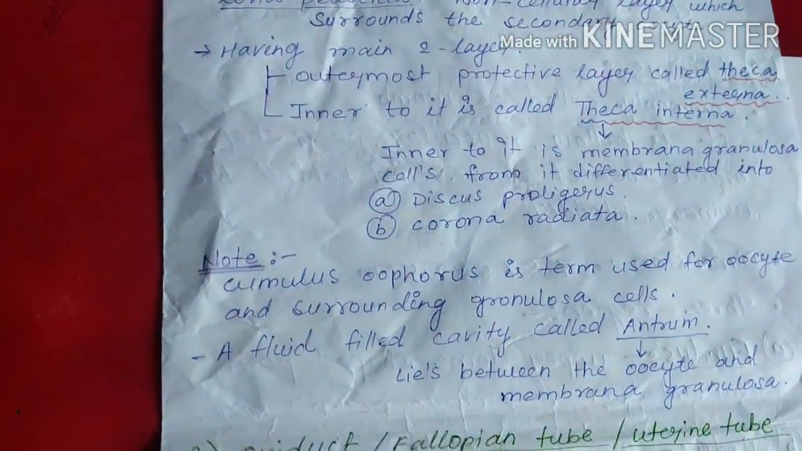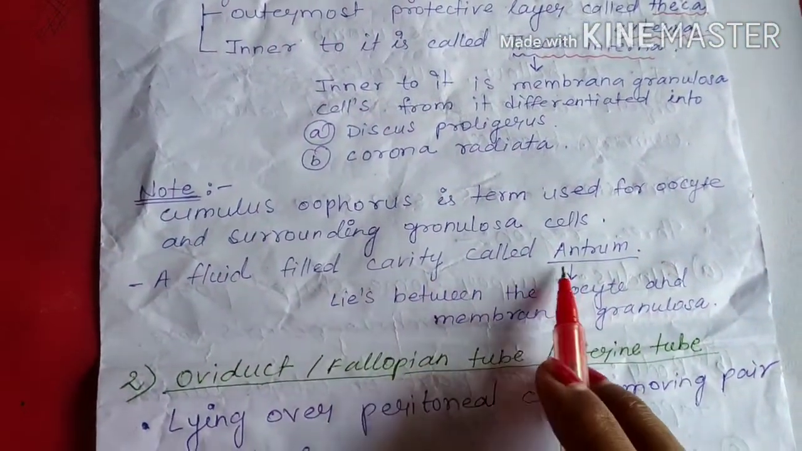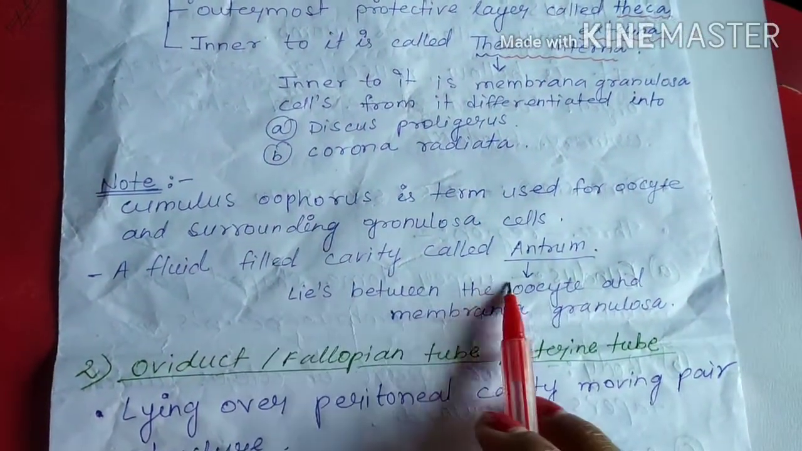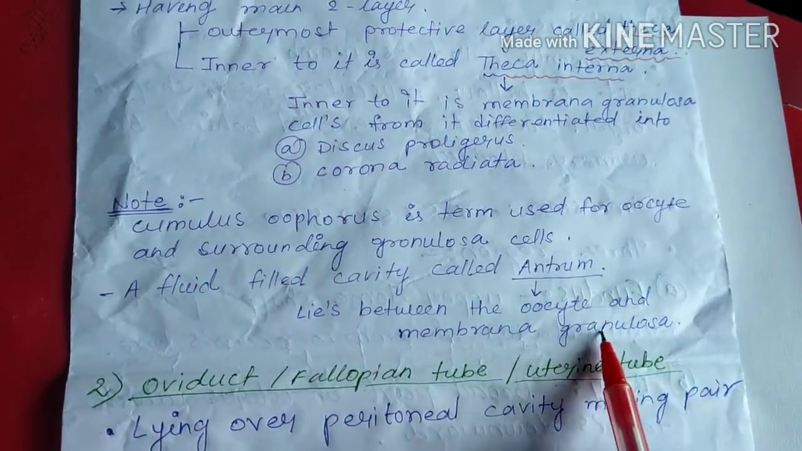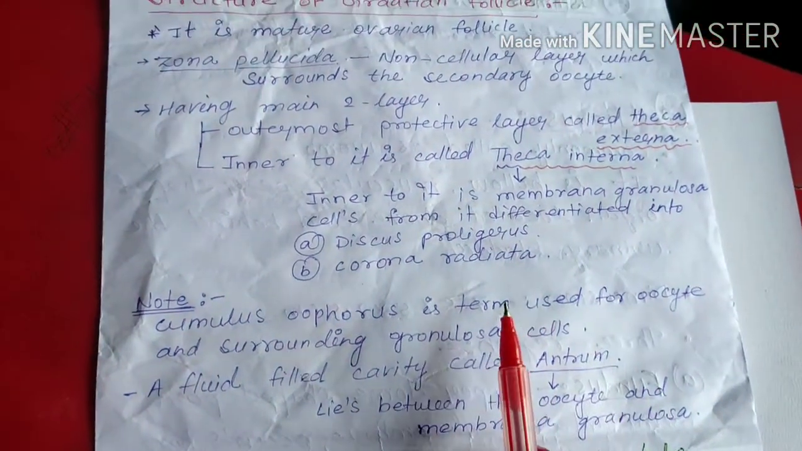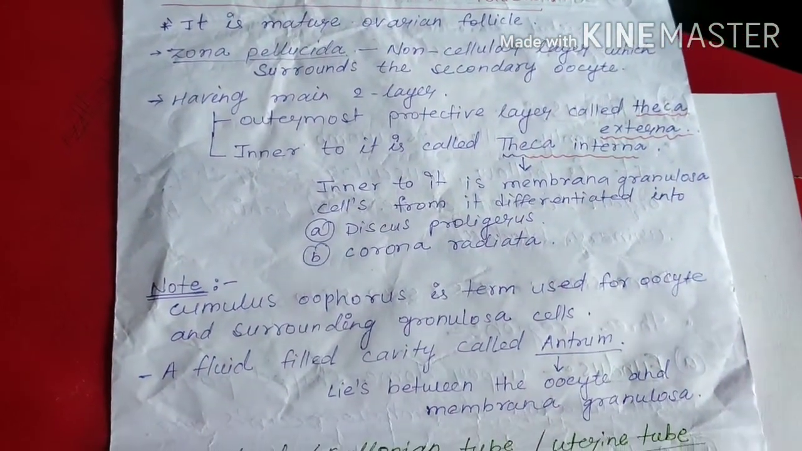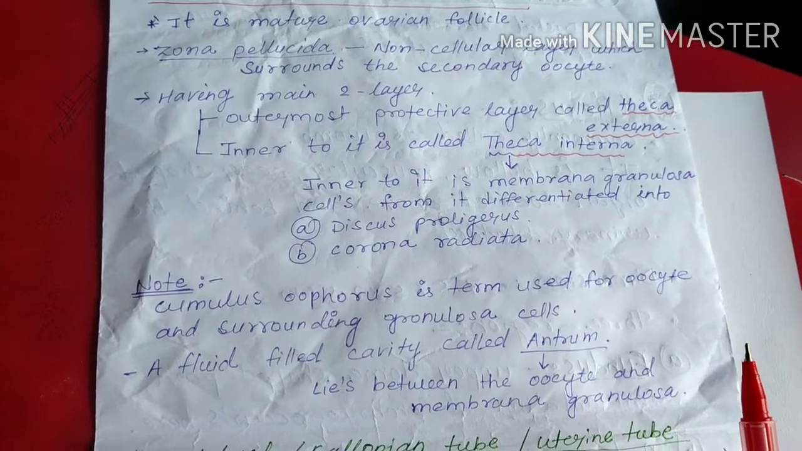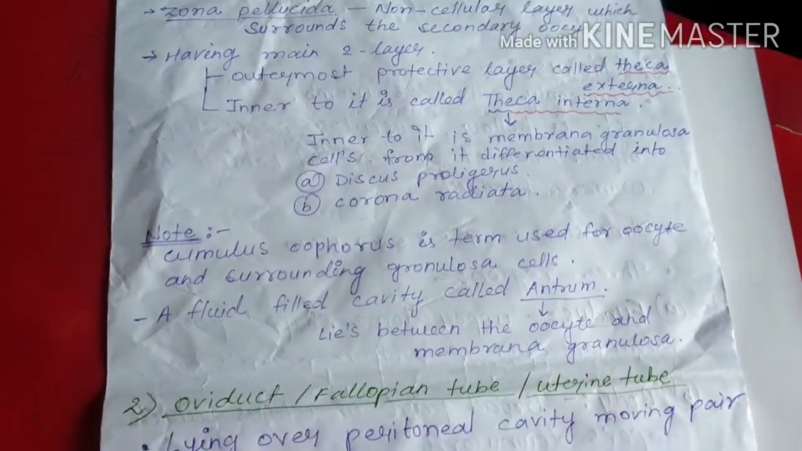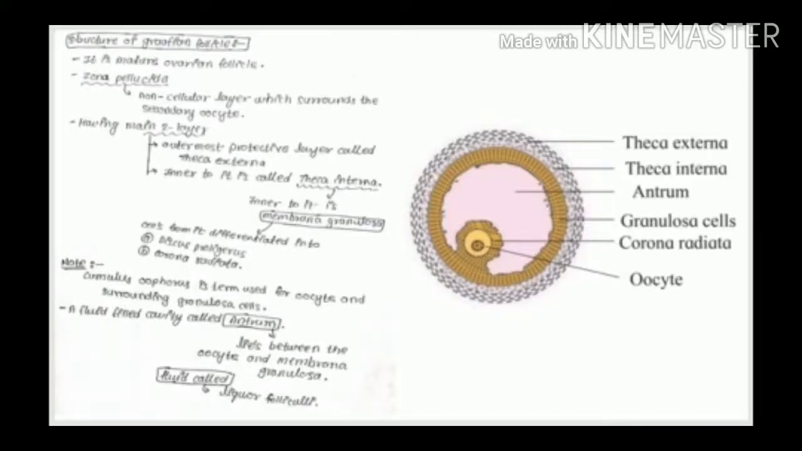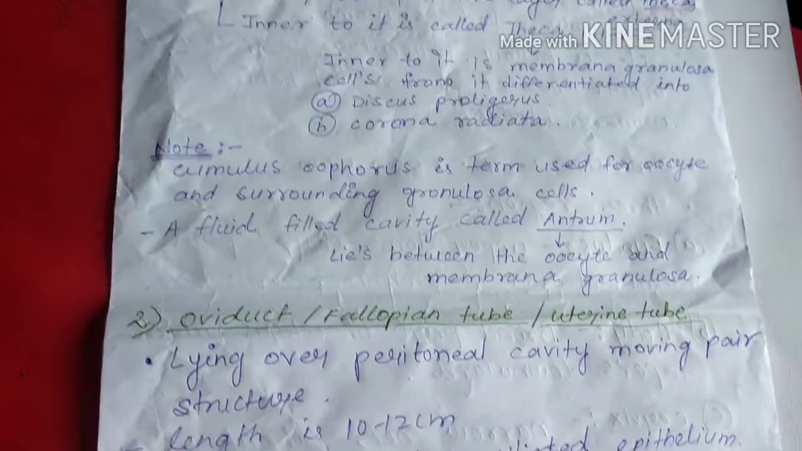And a fluid filled cavity called antrum lies between the oocyte and the membrana granulosa. So we will understand all this portion through this diagram. From this diagram you can understand that inside there is the oocyte, covered with granulosa cells, and outer to that is theca interna, and the external portion is theca externa, and in the middle is the antrum.